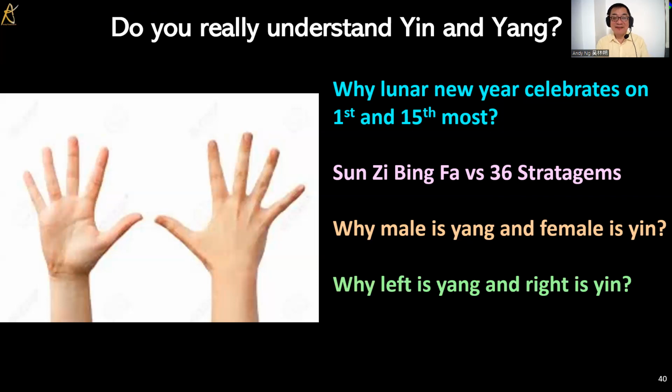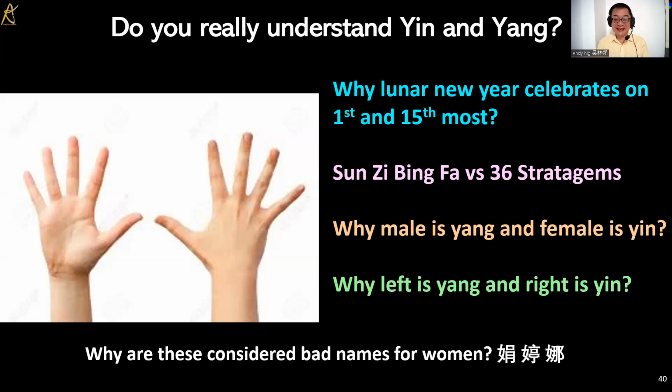Why is left yang and right yin? Very simple, because the earth rotates left to right, right? Left to right. So it starts from the left, of course. Left, the starting, is the yang.